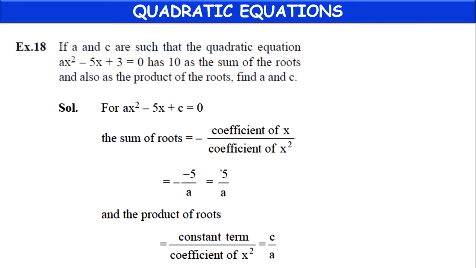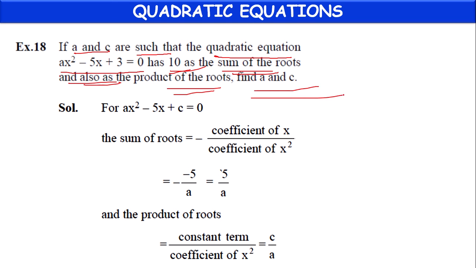Next, question number 18. If a and c are such that the quadratic equation ax square minus 5x plus 3 equal to 0 has 10 as the sum of roots and also as the product of roots, find a and c.